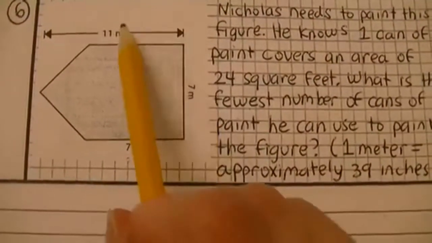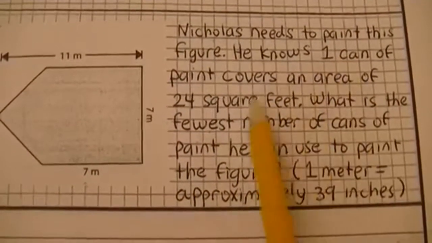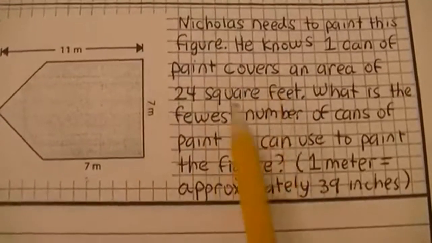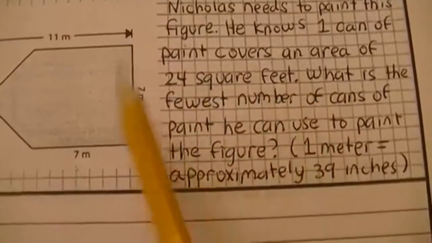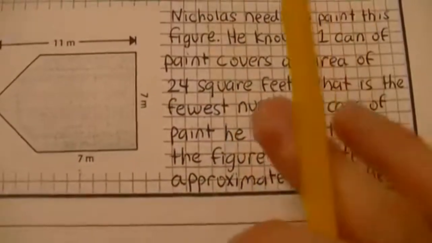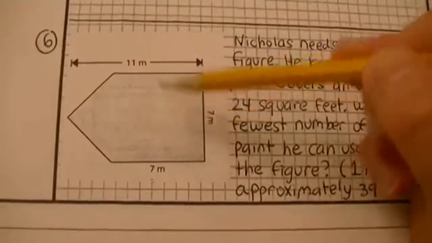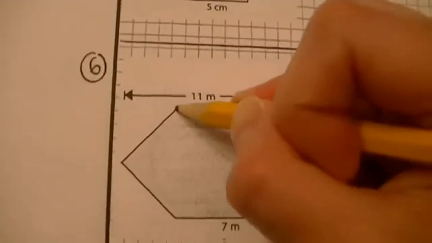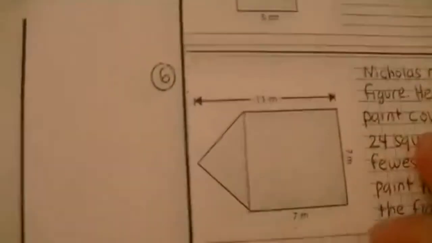Because this right here is measured in meters, and the information they give us is that 1 can of paint covers an area of 24 square feet. See how we have unlike units here, we've got a lot going on. So that's why I saved these problems for last. So we know for sure that we need to find the area of this figure right here. And it is a composite shape, so I know I can break it up. Let's go ahead and figure out the area.